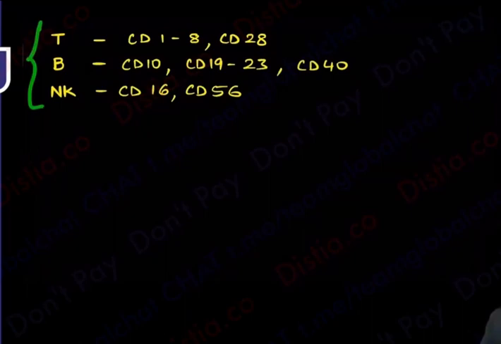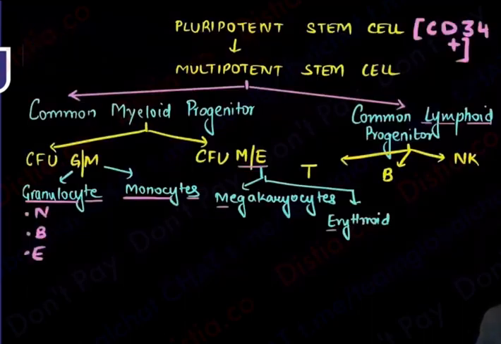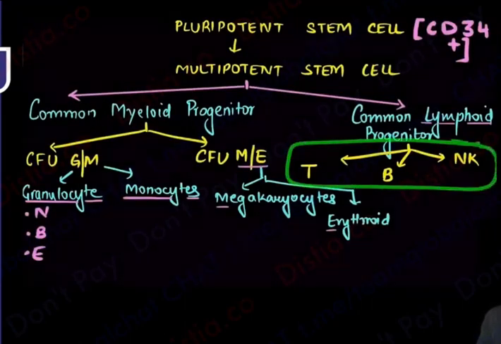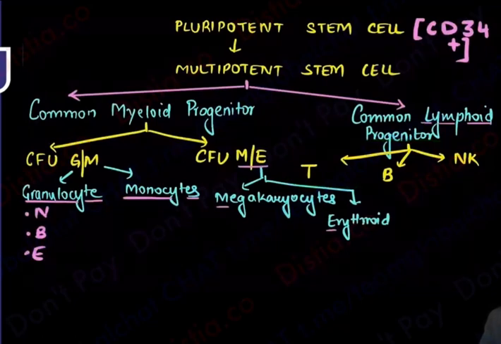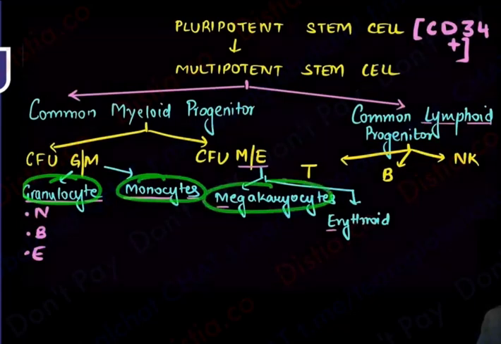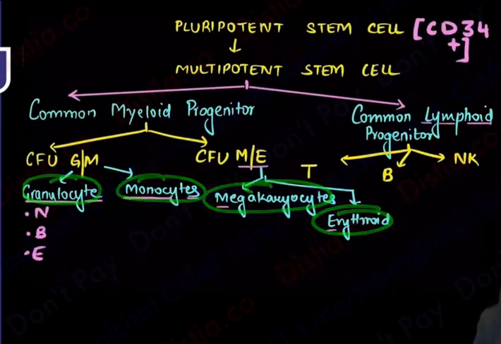This is going to be all the lymphocytes. So now if I go back to my table, the lymphoid journey is over for me. I can come back to the others. So what are going to be there in the granulocytes, the monocytes, the megakaryocytes and the erythroid? Let's go ahead with it.